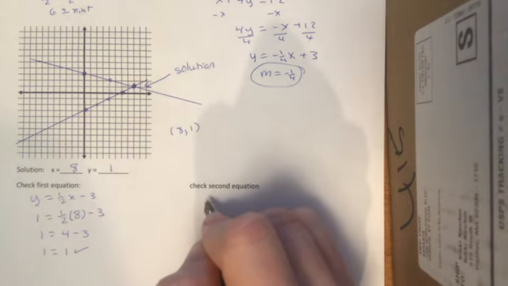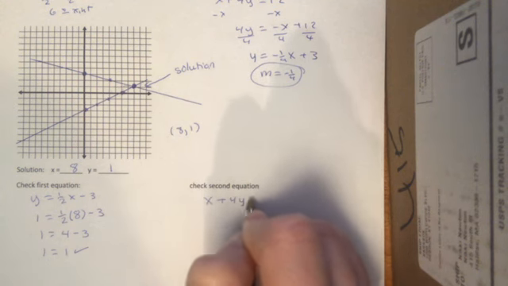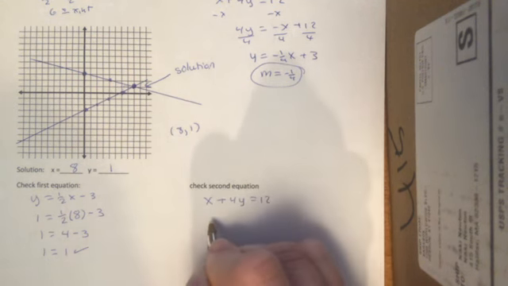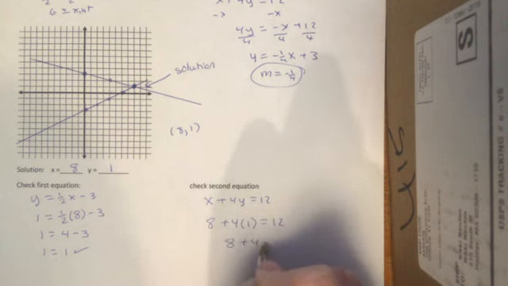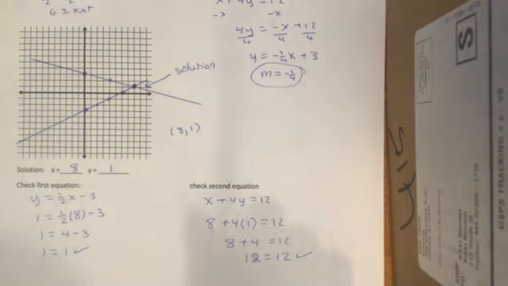All right, let's check the second equation. So my second equation is x plus 4y equals 12. So I put in 8 for x and 1 for y. So that would be 8 plus 4 equals 12. 8 plus 4 is 12. 12 equals 12. That's true. So we solved it.